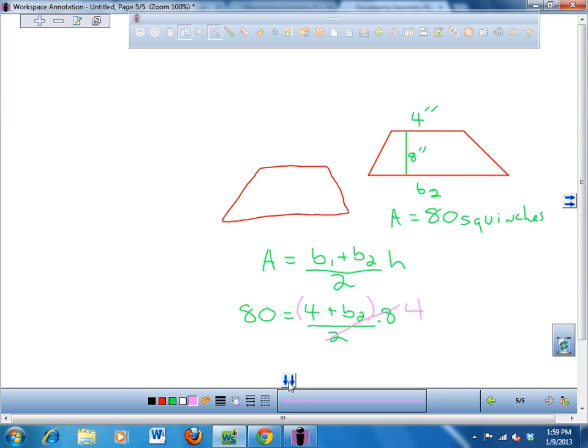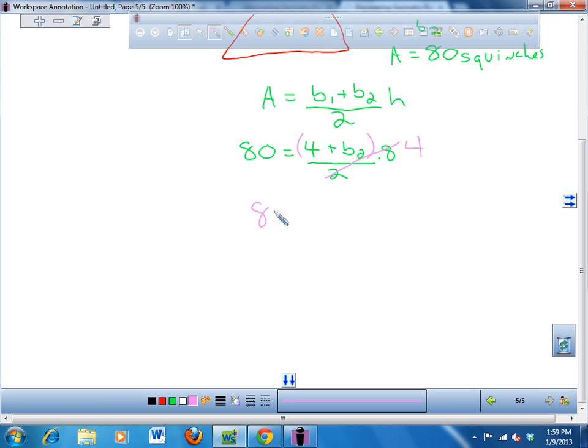So what I now have is 80 equals 4 times (4 plus B2). How do I get rid of that 4? You could distribute, but you don't have to, right? You could just divide it away, because if you distribute, then you have to do another step. So you get 20 equals 4 plus B2, which means that B2 would have to be equal to 16. Okay? And that would be in inches.